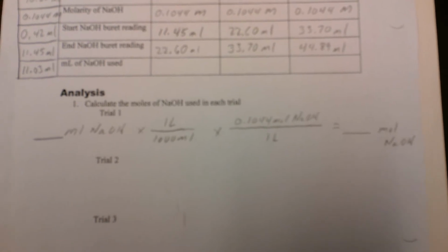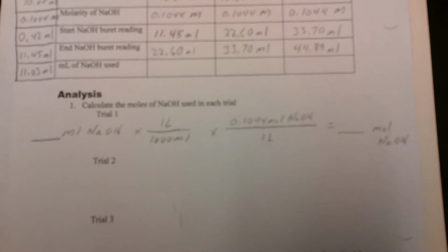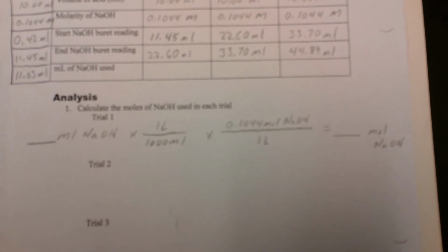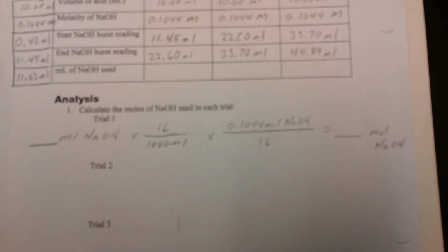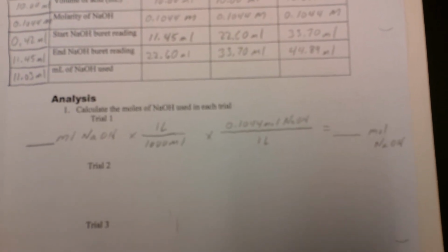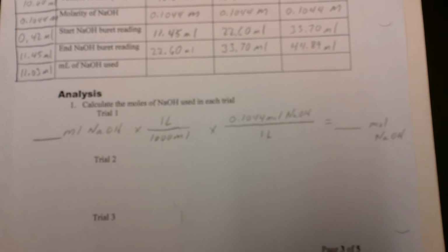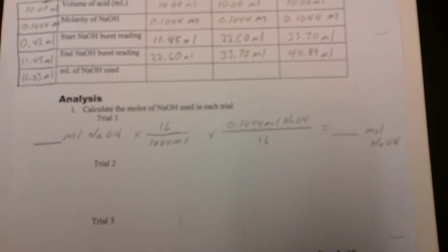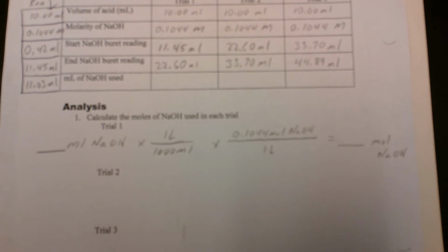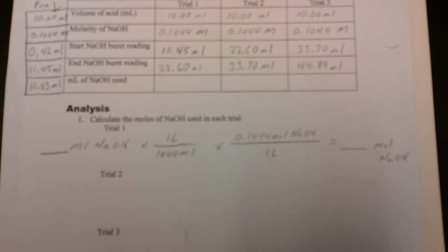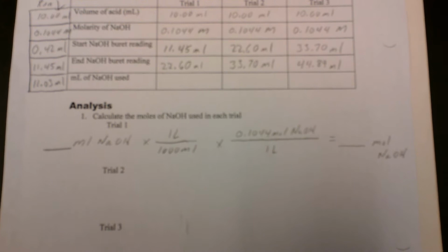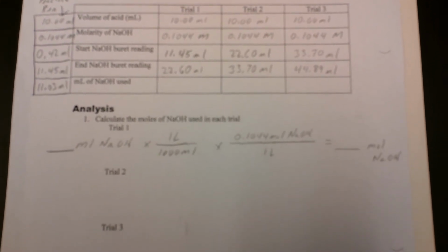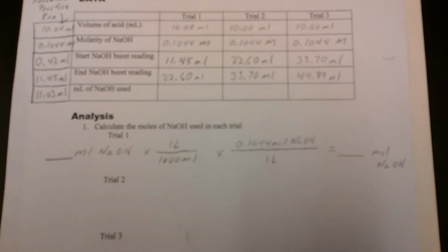That number of milliliters times the fact that 1 liter is the same as 1,000 milliliters. I'm going to orient it with the liters on top so that the milliliters cancel. And the concentration of the sodium hydroxide we were using was 0.1044 moles per liter. That's going to cancel out liters, and then I'm left with an answer in moles of sodium hydroxide.